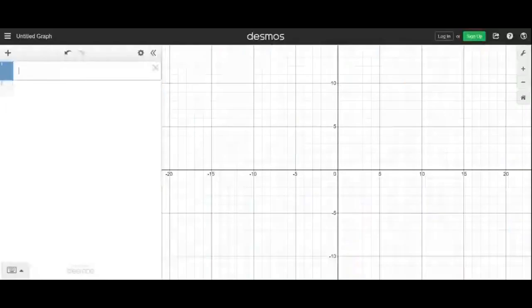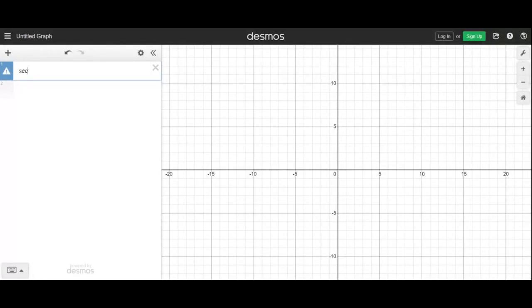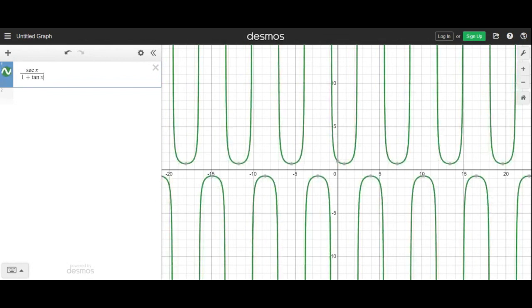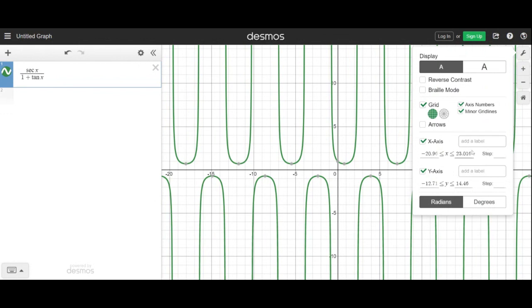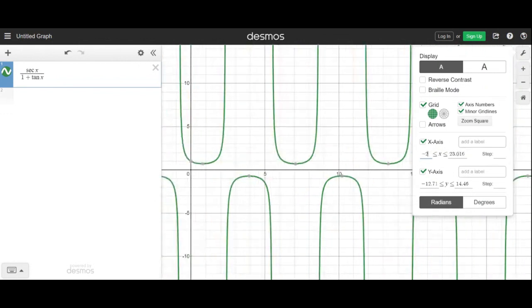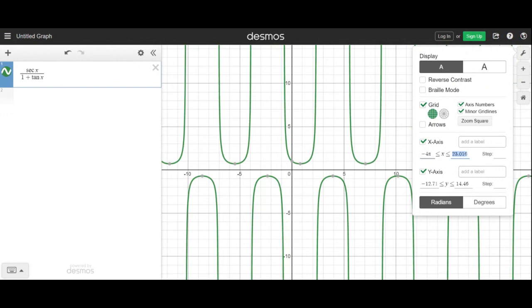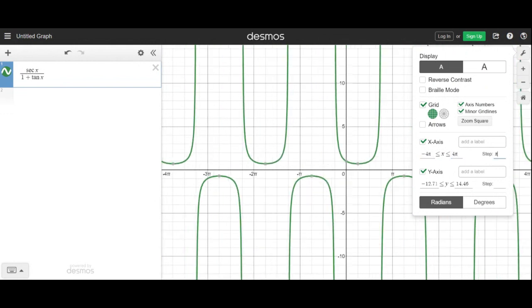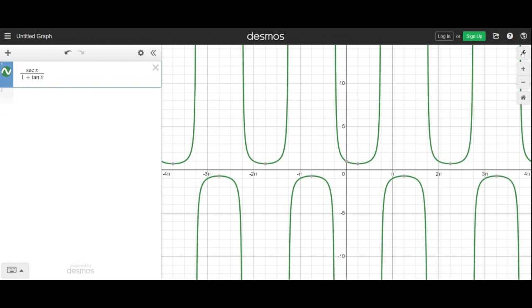Okay, so I'm going to actually show you the graph, because again, I think it's always a good idea just to kind of check yourself and make sure your answers make sense. So our original function this time was secant x over 1 plus tangent x. That's what our graph looks like. I actually put trig values on this graph instead. So from negative 4 pi to 4 pi, we'll step by pi over 4. So now we said that pi over 4 should be a horizontal tangent, right? Well, that's this value right here, pi over 4.